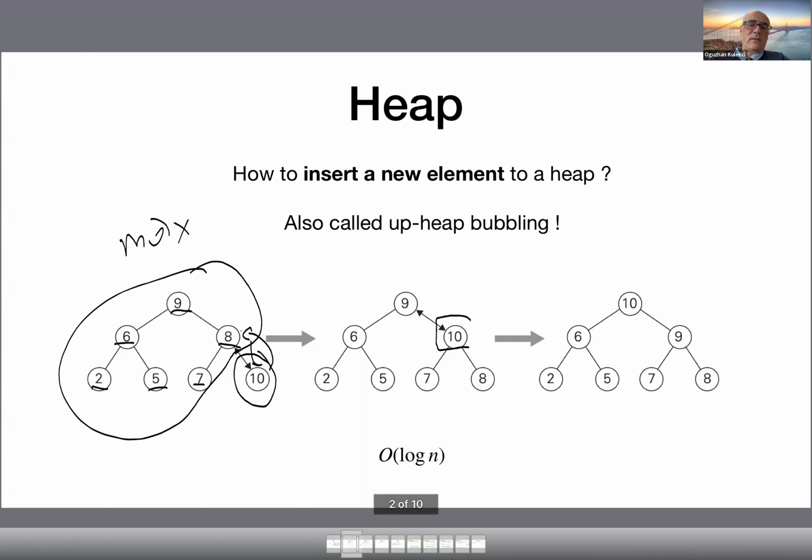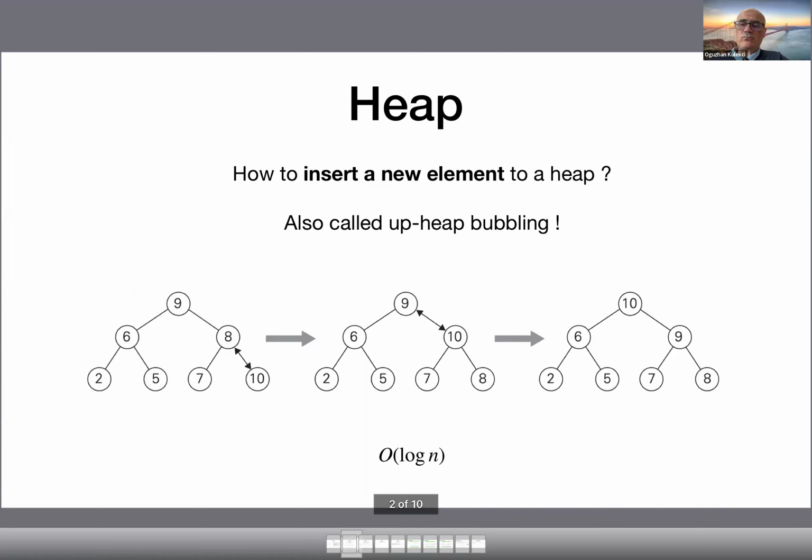Since you have updated this node, you have to check its relationship with its parent. So this is 9, this is 10, and its parent is 9. That means this one should go one step further and become the new root. This is the resulting heap. Okay, good. This is my new heap, and I know that whenever I insert an element, there might be a movement of this element from the leaf node towards the root. That is actually called up-heap bubbling. It is like a bubble.